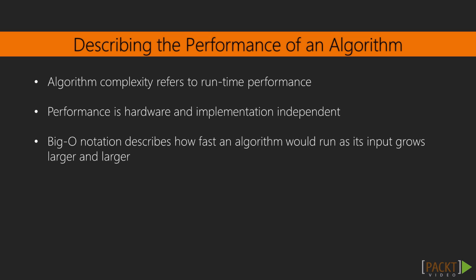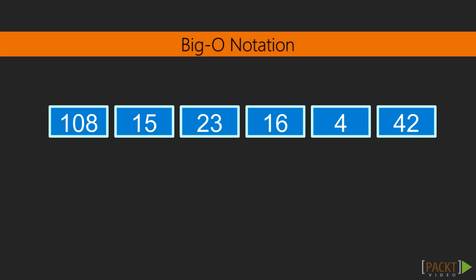For this, we use something called Big O notation. Big O notation gives us a way to express how an algorithm performs as its input grows larger and larger. For example, let's consider an algorithm that sorts a list of numbers in either ascending or descending order. The algorithm performs the following steps.